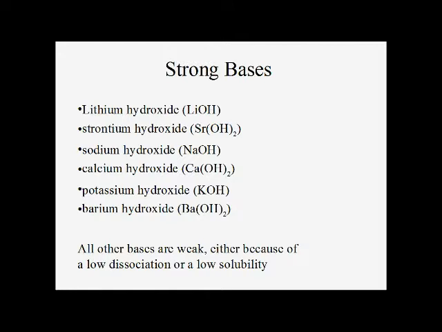So our strong bases are going to be the soluble hydroxides. Again, we have a short list here of 6 of our soluble hydroxides: lithium hydroxide, strontium hydroxide, sodium hydroxide, calcium hydroxide, potassium hydroxide, and barium hydroxide. So we're seeing that we have the alkali metal hydroxides and the heavier alkaline earth metal hydroxides.